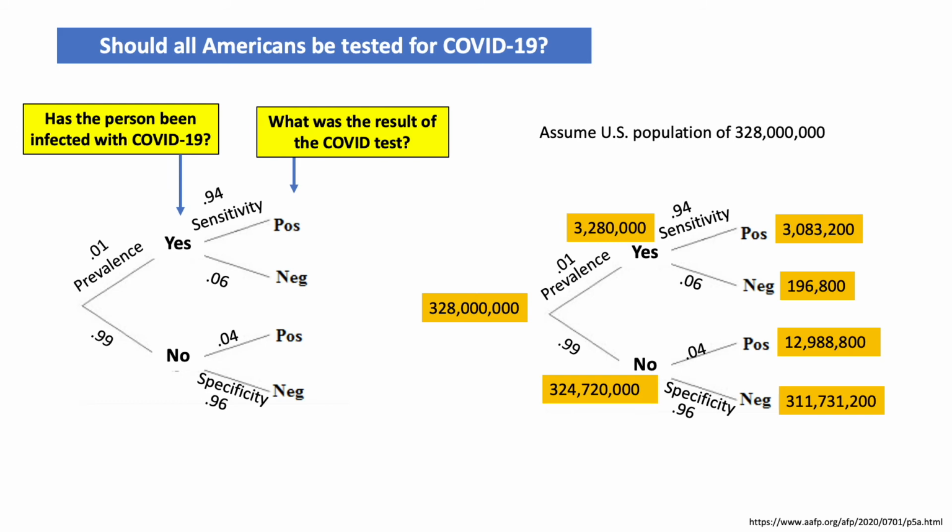Then if we test those 3 million up at the top, 94% of the time the test will come back with the correct positive reading. It's over 3 million. We're going to have 196,800 negative readings, false negatives those would be, because those individuals have the virus. Similarly, down at the bottom, if 324 million do not have the coronavirus, we're still going to get close to 13 million positive readings. But most of the readings, over 311 million of them, will be correct readings of negative.